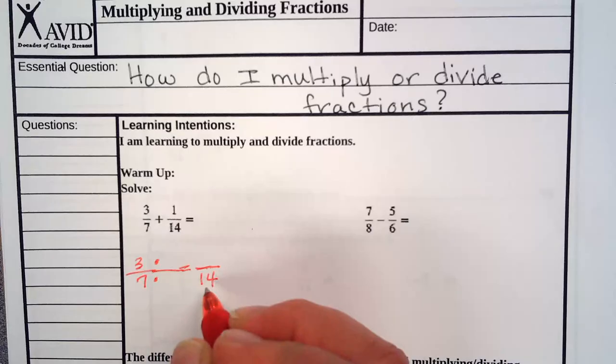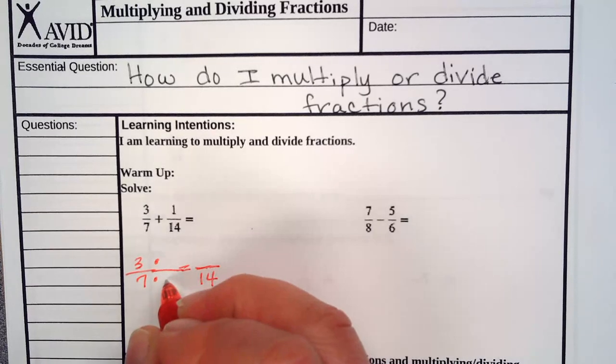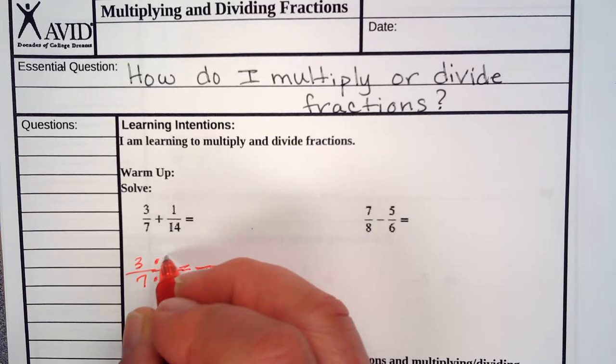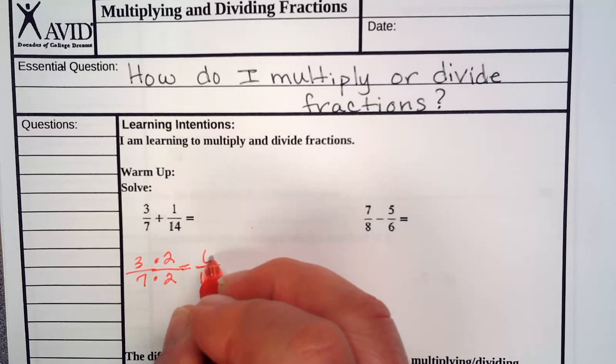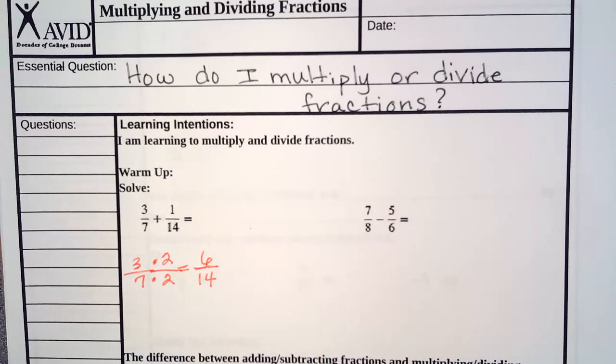What do I multiply 7 by to get 14? 2. I've got to do the same thing up here. 3 times 2 is 6. 6 over 14 is equivalent to 3 over 7.